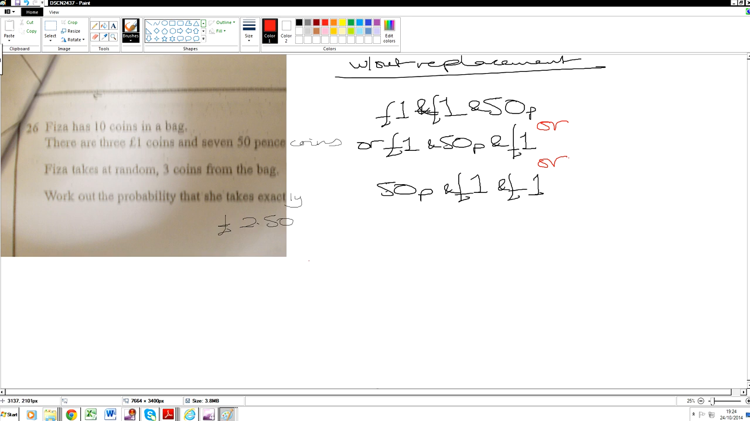Ready to do it? Okay, let's write down some basic facts first of all. What's the probability of getting a £1? There are 3 out of 10, and that's over here in the question. What's the probability of a 50p piece? 7 out of 10. How is it 7? Because it tells you there are 7 50p coins, and 3 out of 10 for the pound coins.